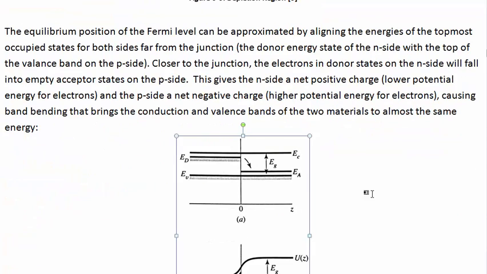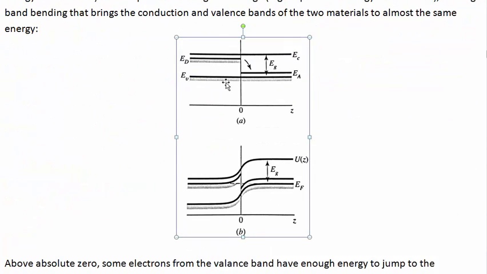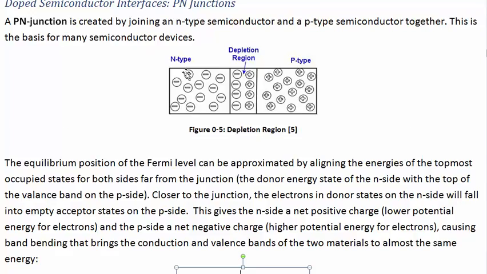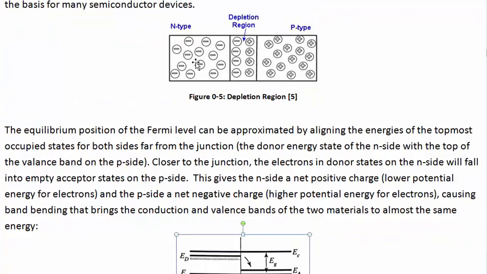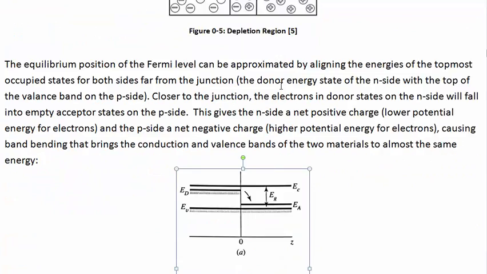Let's look at what happens when the Fermi levels are connected together. So we've got our N-doped material on the left side. We're going to stick with N-doped on the left and P-doped on the right.